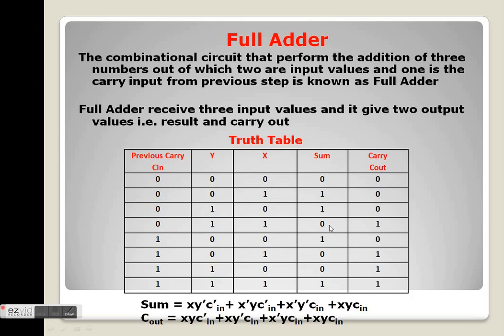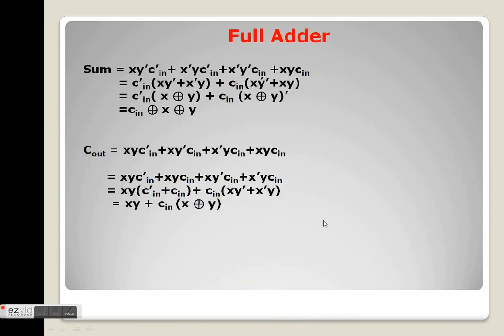Students, from the truth table we will derive the Boolean expression for the outputs. For sum, the Boolean expression is visible on your screen, and for the C out or the carry out, the Boolean expression is visible on your screen. Students, now the next step is to simplify these Boolean expressions, and for that we can use Boolean algebra identities or we can use K-map. So after simplification, the Boolean expression for sum will be C in exclusive OR X exclusive OR Y. For C out, it is XY or C in exclusive OR XY.